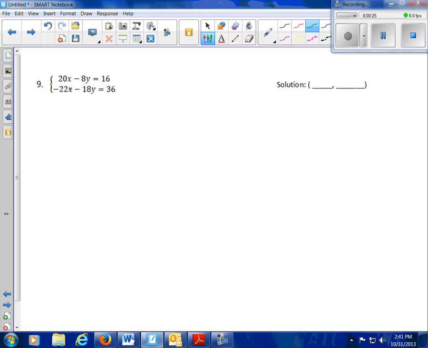So looking at my numbers, you see how there's a 20 and negative 22 in x? I think I'm going to go ahead and try to cancel out my y's just because I'm going to be dealing with smaller numbers if I do it that way. So if I deal with getting rid of my y's, I'm going to take my original equation and try to figure out what can I multiply 8 and 18 by to make them have the same coefficient.